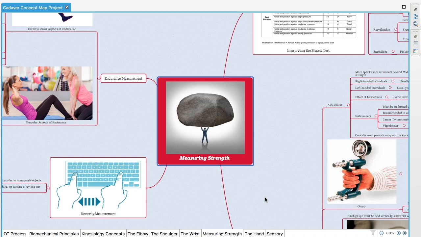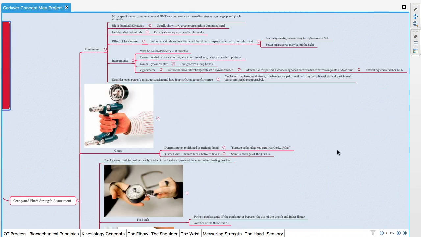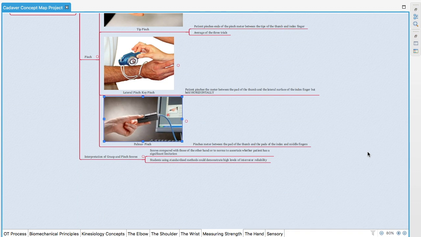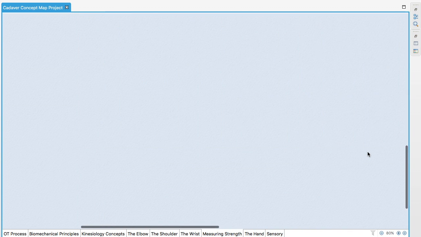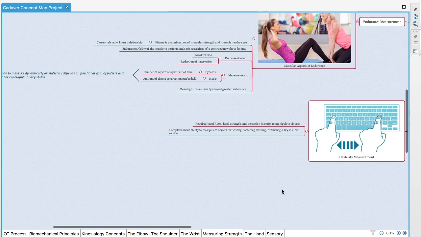For measuring grip and pinch strength, an evaluation tool that one can use are the dynamometer for grasp and a pinch meter for the 3 types of pinch: lateral pinch, tip-to-tip pinch, and 3-jaw chuck pinch. Dexterity measurement is also important as it could help or hinder a client in their ability to manipulate objects for writing, fastening their clothing, or turning a key in a car door.